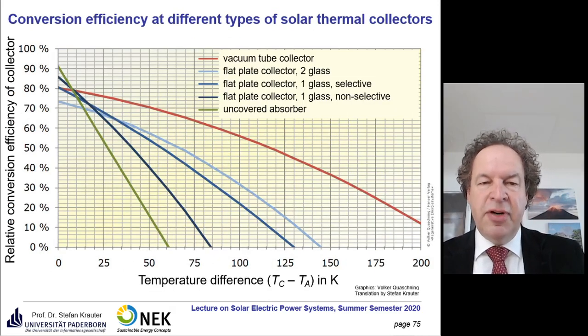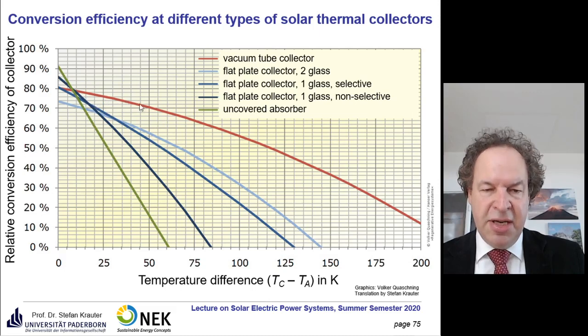Here we see the different types of solar thermal collectors. The red line, as I mentioned already, is a vacuum tube collector. We have no convection here, and therefore the thermal losses are greatly reduced. We principally have only conduction losses and thermal radiation losses, so you can achieve very high temperatures, well above 200 degrees.